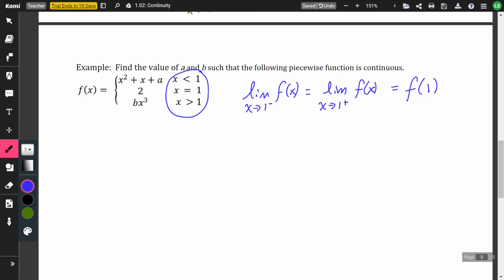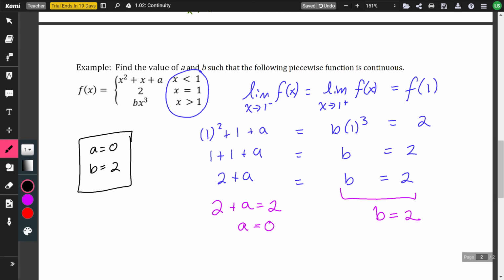I recommend that you pause this right now, try this problem out, and then come back and play it and see if you came up with the right answer. Let's take a look to see how you did. Our final values are that a is equal to 0 and b is equal to 2.